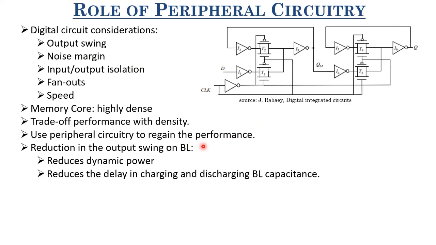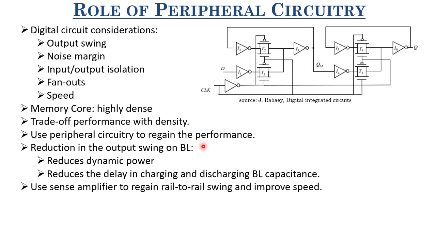But at the same time, what you want is, to the external world, your output should look like a rail to rail swing. The external world would understand only VDD or zero if it's a digital circuitry. There comes the role of the sense amplifier and the peripheral circuitry such as pre-charging schemes, which can really help you improve the speed and give you rail to rail swing.